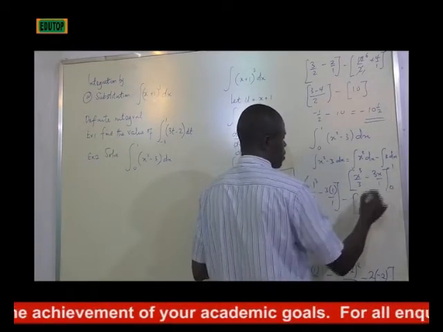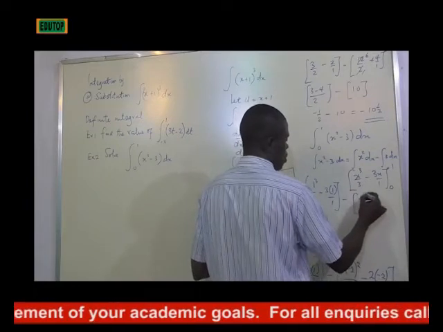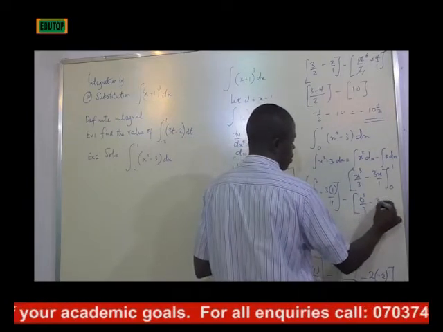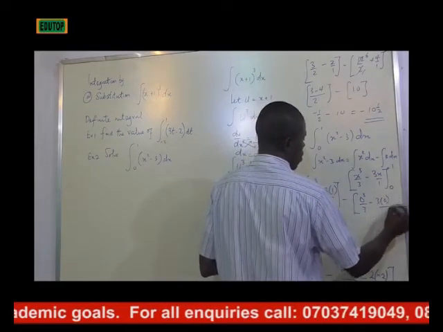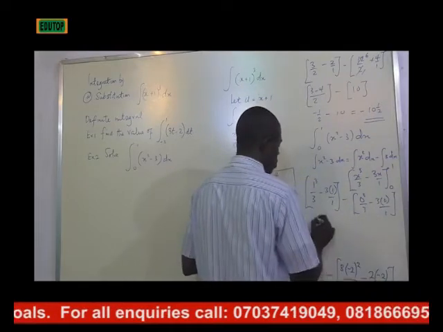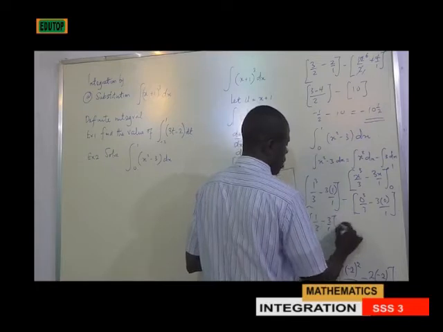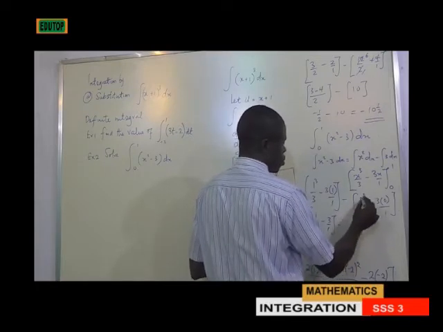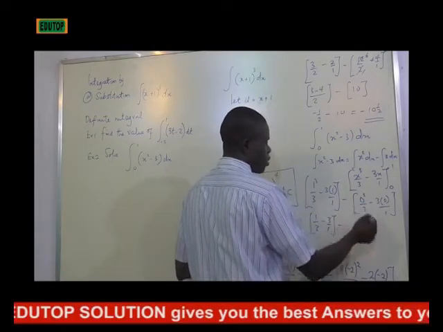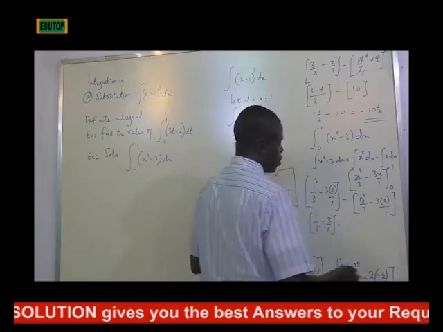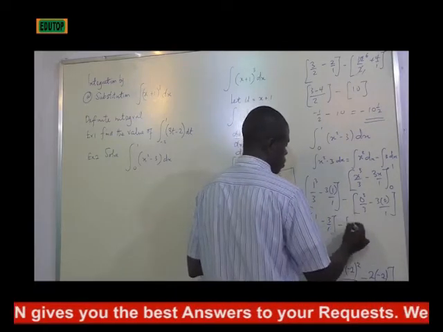Minus when your x is 0. So 0 cubed over 3 minus 3 into 0 over 1. So this one will give us 1 over 3 minus 3 over 1, and this one minus 0. 0 times 0 times 0 is 0, 0 over 0, 0 minus 0 is 0. So this one is 0.